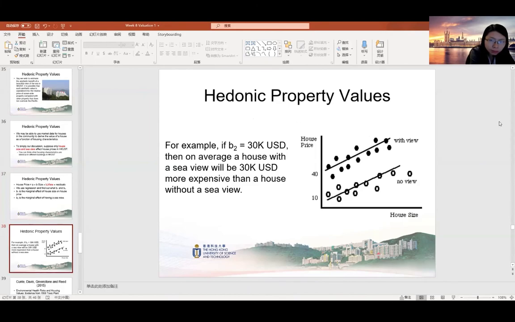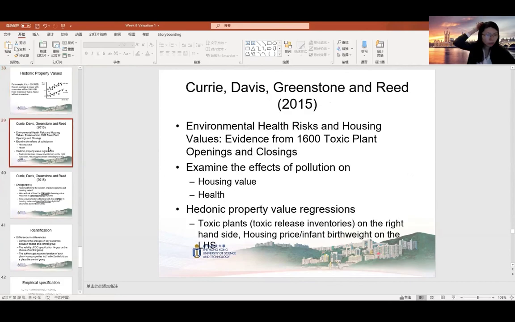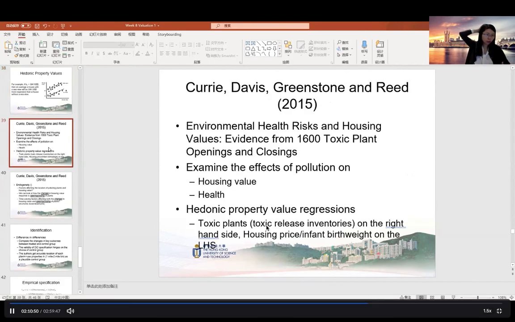So as I said, the key empirical question is how do we control for all the other factors as much as possible. I'm going to go through a paper. This is a paper on environmental health risk.